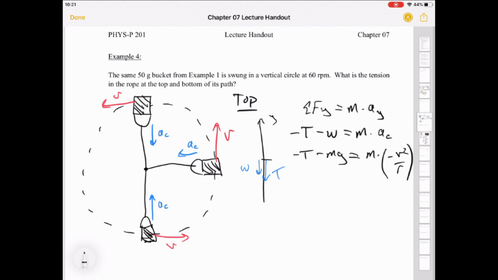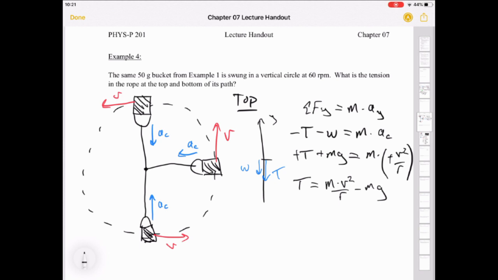What are we doing? Let's see. I can make all the signs go away. I can subtract mg to the other side, so I can say T equals mv squared over r minus mg.